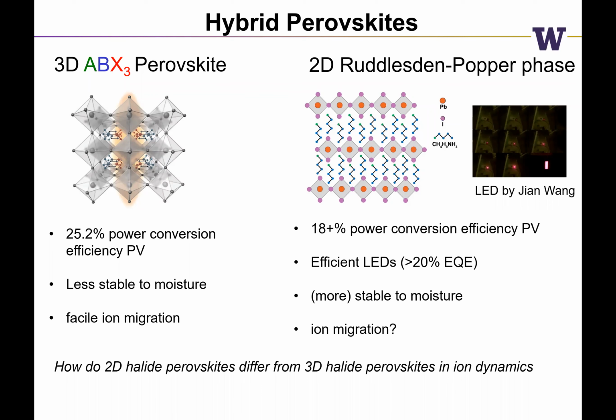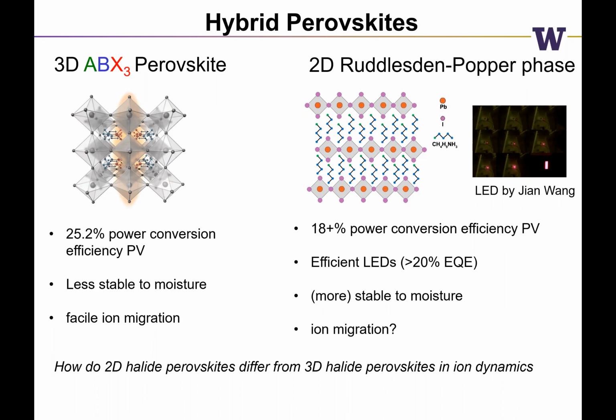In these materials, you have layers of perovskite, and these layers are separated by a relatively bulky organic cation spacer. So in this case, a butylammonium cation is separating two lead iodide layers. These materials can exhibit high power conversion efficiencies in certain architectures, and they enable efficient light-emitting diodes. However, one of the interesting things about them is that they also tend to be more stable to moisture as compared to the three-dimensional counterparts. The reason is that the organic cation spacer tends to resist moisture and be more hydrophobic.